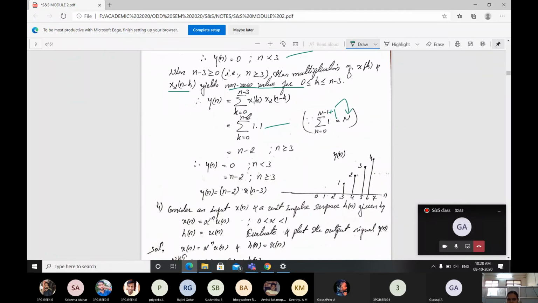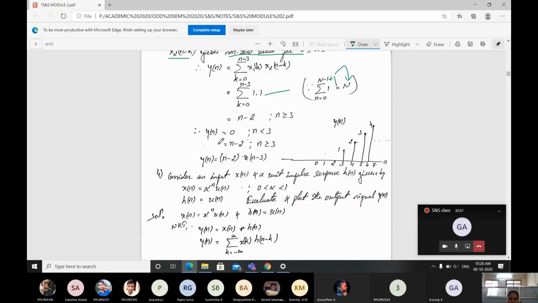Here also n minus 3 is there. It is going to be reduced by one more value, that is, n minus 2 you will be getting. Therefore, at n greater than or equal to 3, you will be getting n minus 2. Then we write y of n: it is going to be 0 when n is less than 3, and equal to n minus 2 when n is greater than or equal to 3, based on these two conditions only.